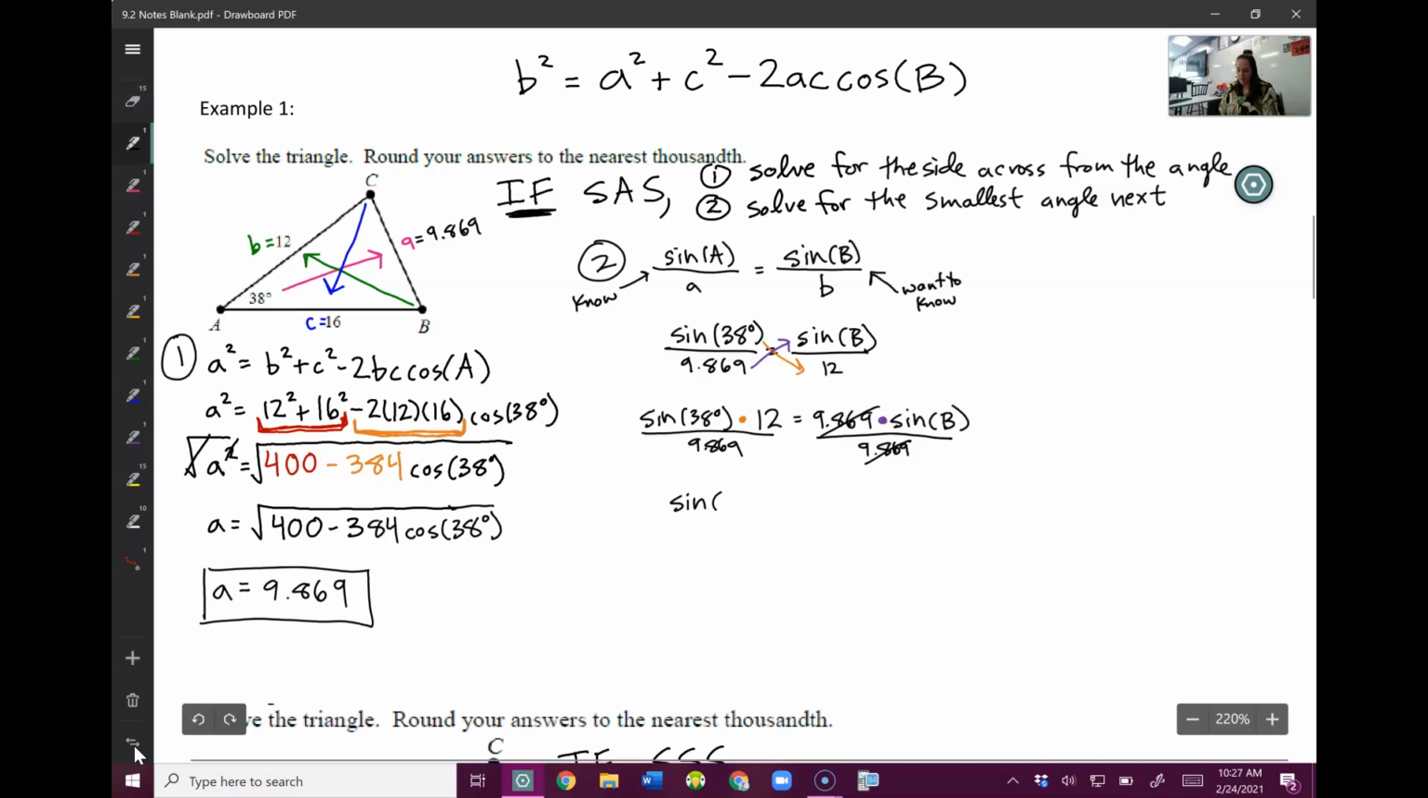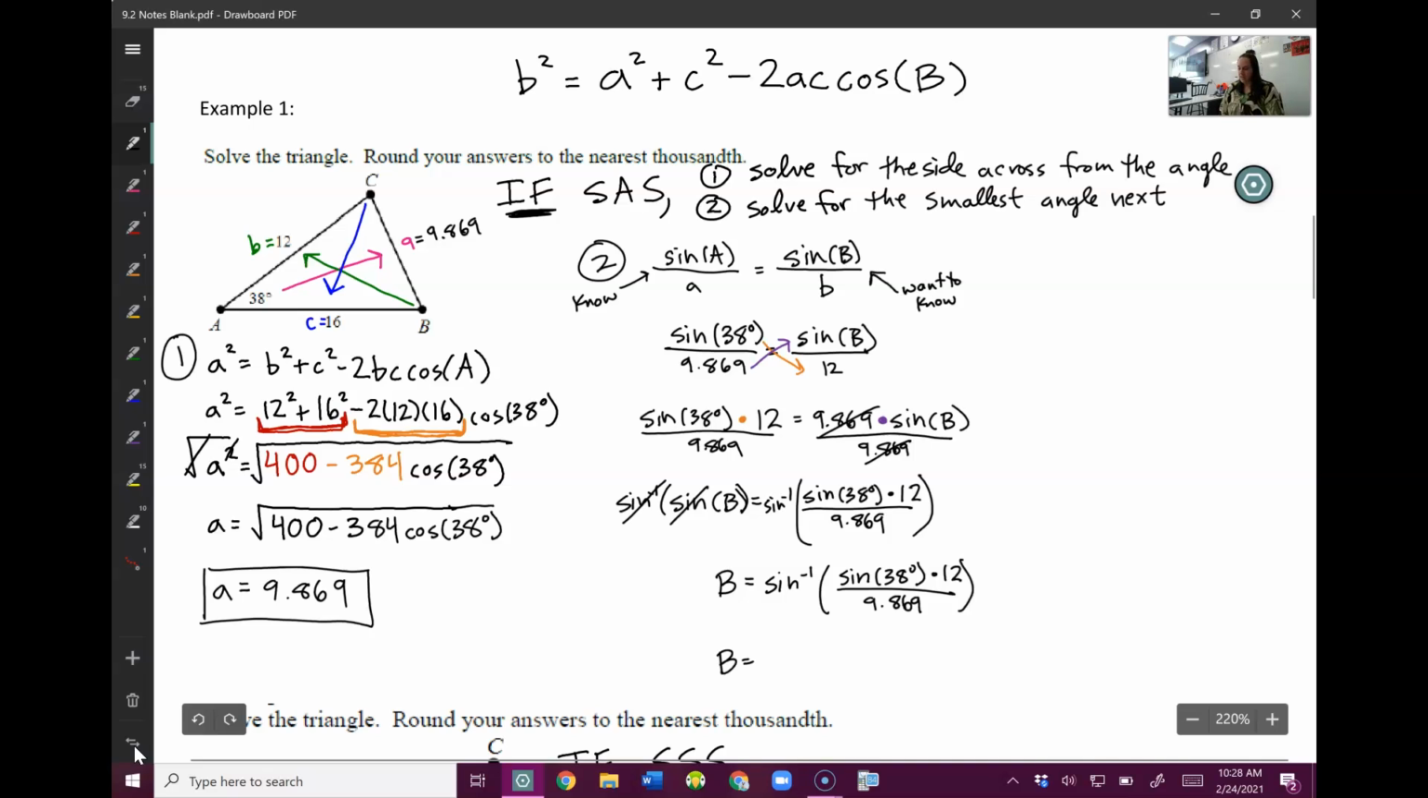So now I have sine of capital B equals sine of 38 degrees times 12 divided by 9.869. Now to get b by itself, I need to get rid of sine. To get rid of sine, like we learned last lesson, I do my inverse sine. But what I do to one side, I have to also do to the other side. So I got rid of my sine here. Those cancel out because they're opposites. So I get capital B is the inverse sine of all this. And this should be really familiar because this is what we did in 9.1.